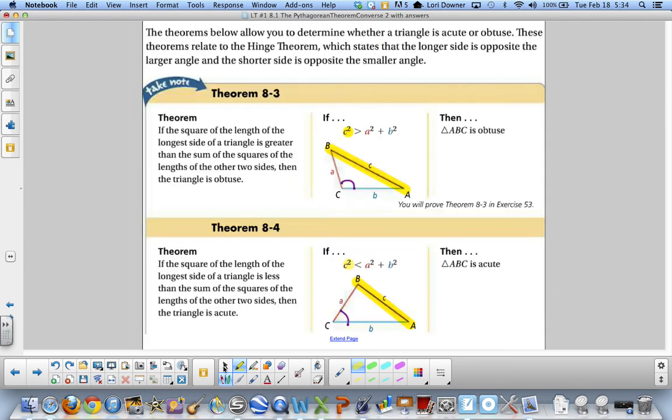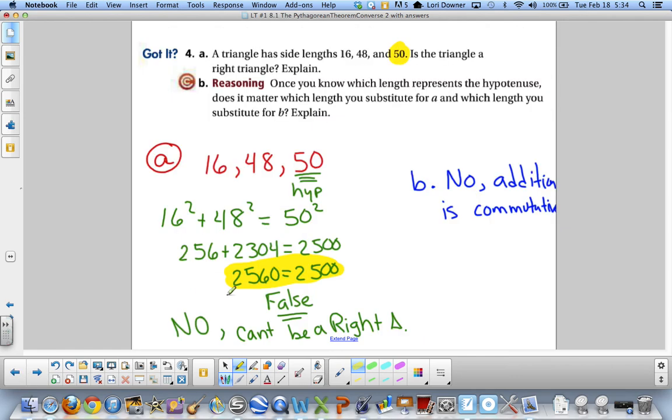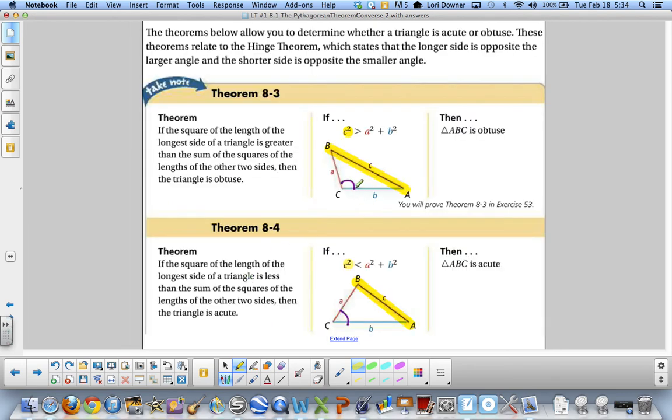So what we've got here, we know in this previous one that this is not equal. In fact, the hypotenuse squared is less than A squared plus B squared. So what we could tell is if it is obtuse, where C squared is greater than A squared plus B squared, so it's not a right triangle, it's actually obtuse, or that it's acute, where C squared is less than A squared plus B squared.